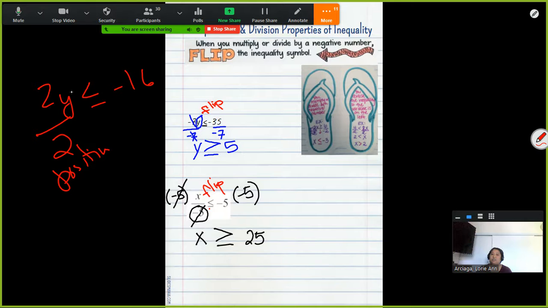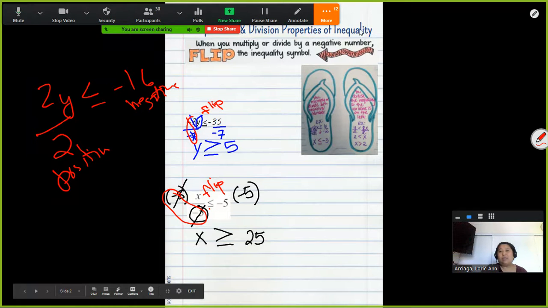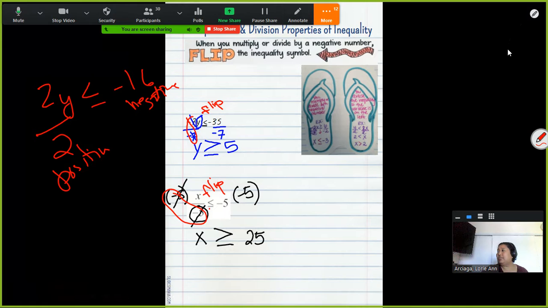So we don't just flip when you see a negative number. Even if there's a negative number, but if you're not multiplying or dividing by a negative, don't flip. Make sense? So you only flip when you're dividing by a negative or when you're multiplying by a negative. Okay? So I'm happy that you asked that question because it's a misconception. Thank you, honey. All right. Are there any more questions? Okay, I'm going to erase this one and let's look at what's next.